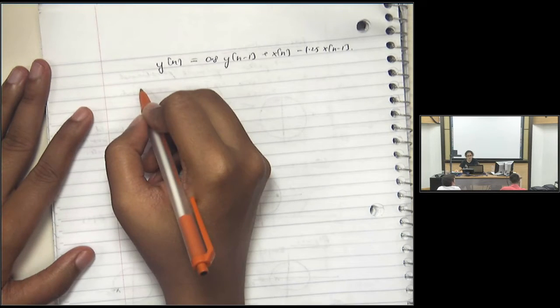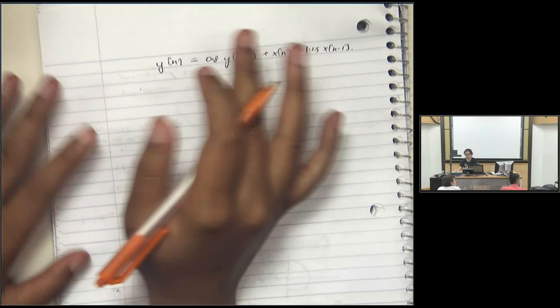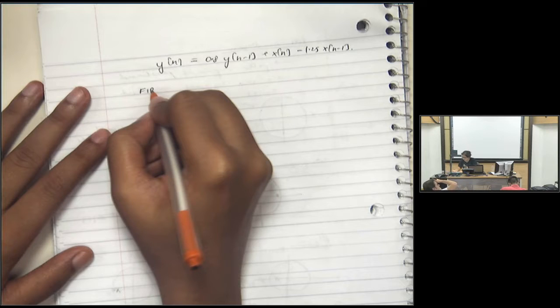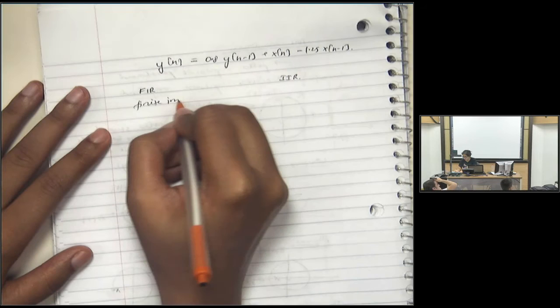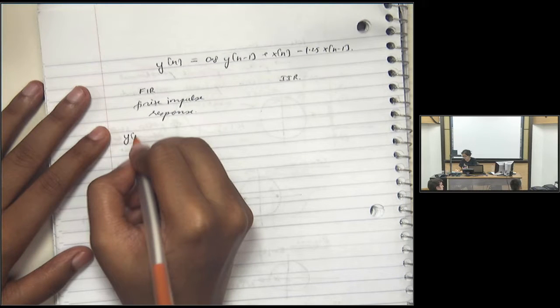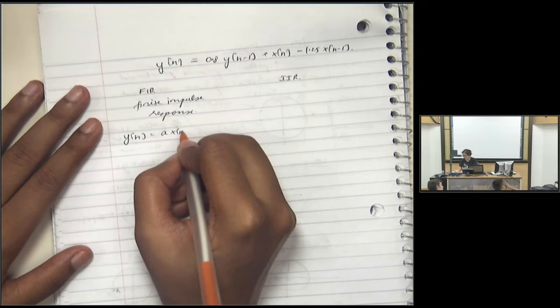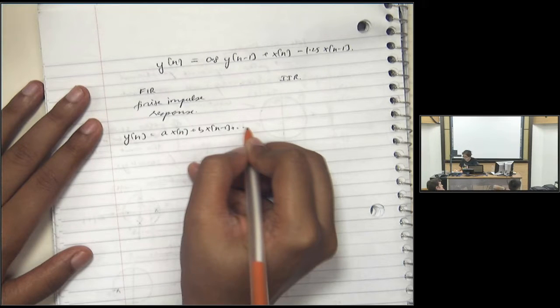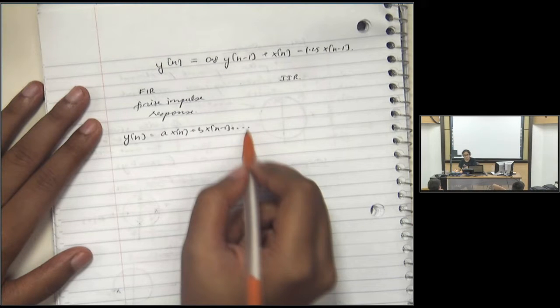Have you guys covered FIR and IIR in class? No? Okay. Just a very brief intro. Don't get confused with it. There are two types of filters, FIR and IIR. So FIR is finite impulse response. In this case, you will have y of n as a times x of n plus b times x of n minus 1, and so on. There will be no feedback from your output.